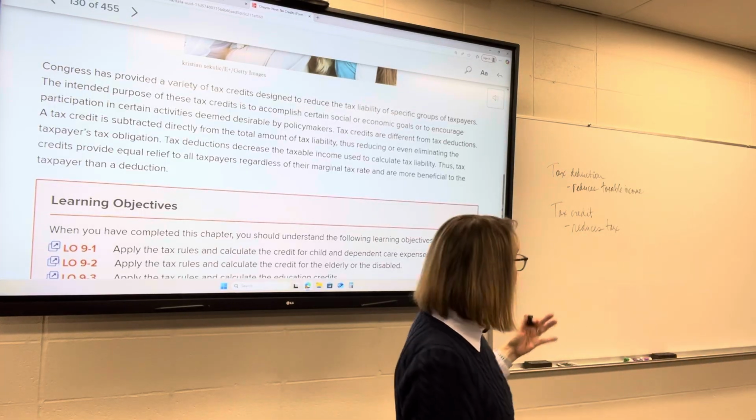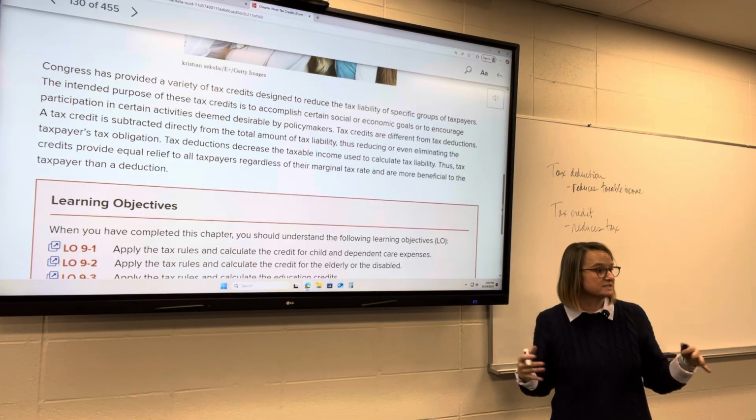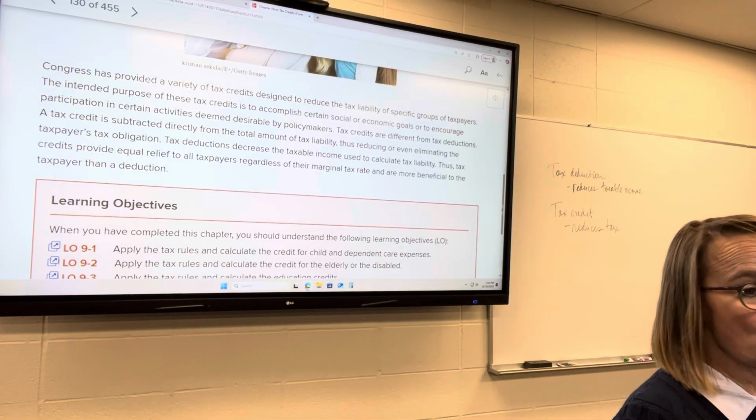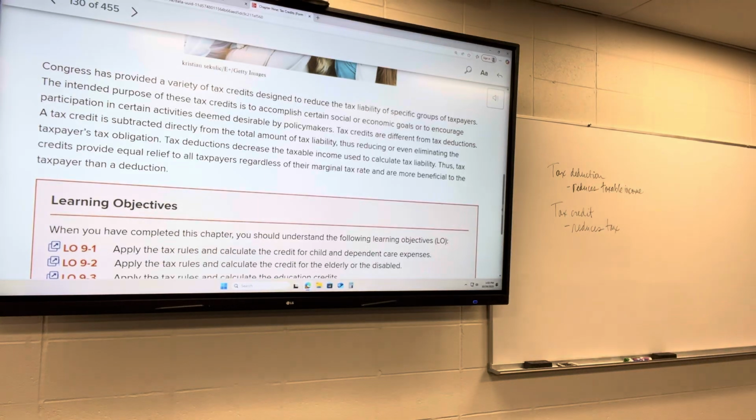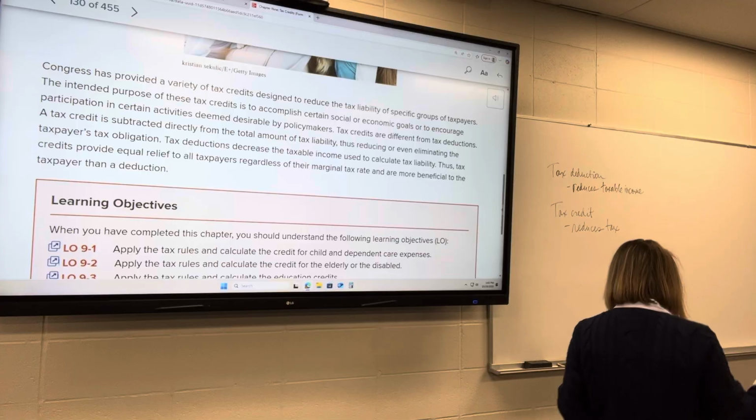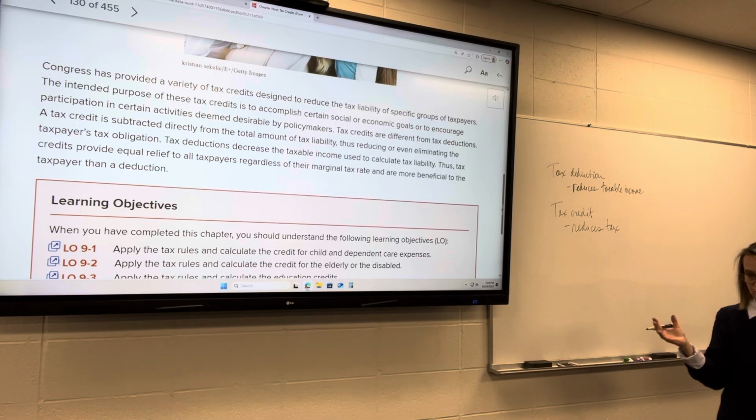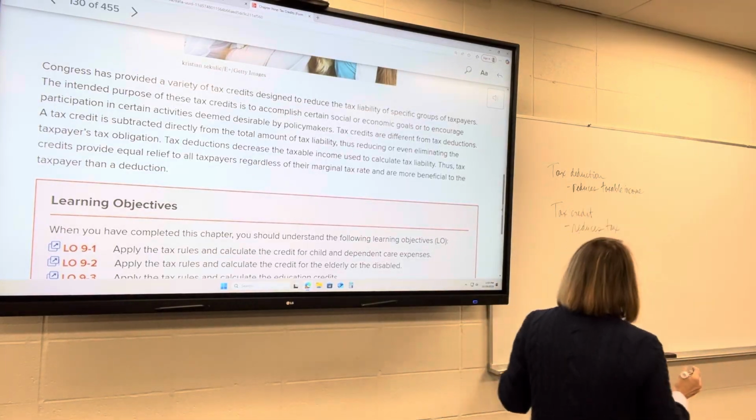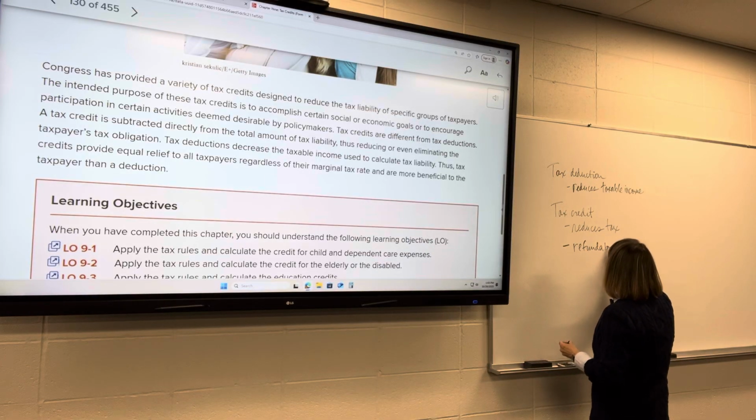The tax credit may not reduce it dollar for dollar. It may reduce it by some other amount. So it may be based on a percentage. For example, you get a 20% tax credit. Whatever that tax credit is calculated as, you then get 20% of it. So it's not going to be a dollar for dollar reduction. Now, there are two kinds of tax credits. There are refundable, and there are non-refundable.